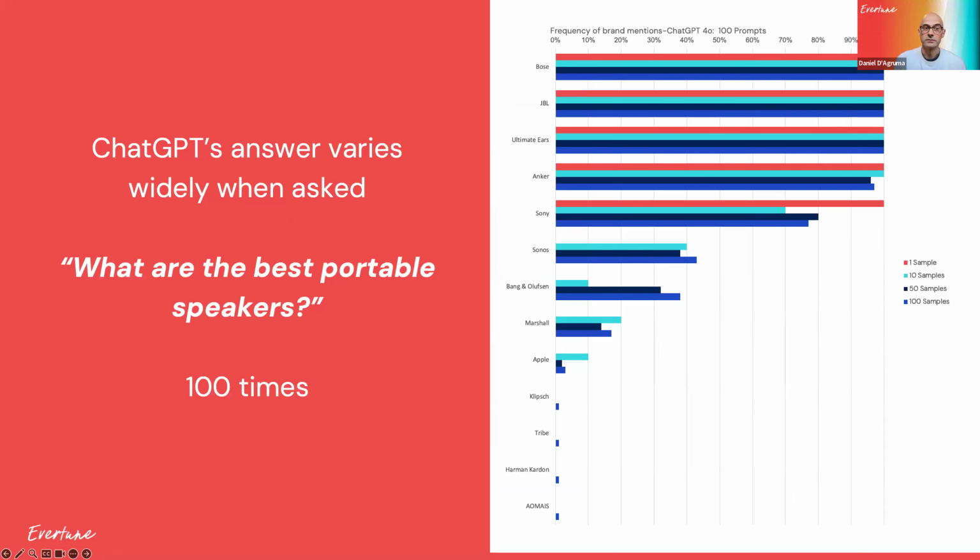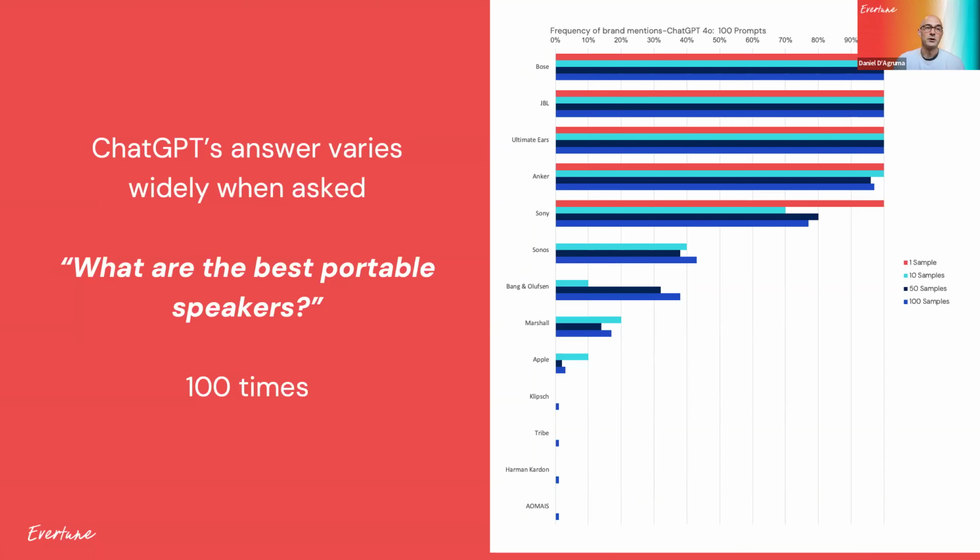So we tested this ourselves. We ran the prompt, what are the best portable speakers, 100 times in ChatGPT. If you looked at only the first result, you'd see Bose, JBL, Ultimate Ears, Anker, and Sony. At 10 samples, Sonos, Bang & Olufsen, Marshall, and Apple start appearing. At 100 samples, you'd also see Klipsch, Tribe, Harman Kardon, and Iomis.